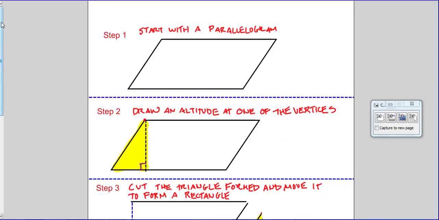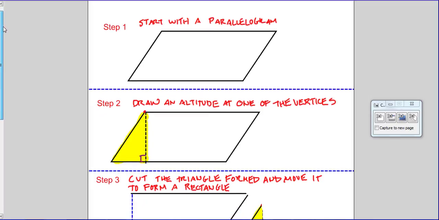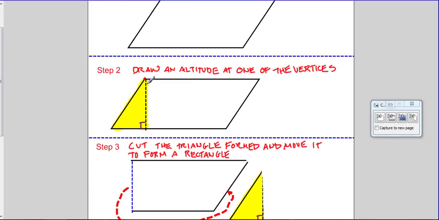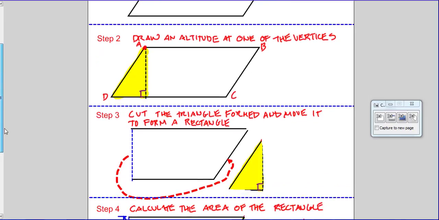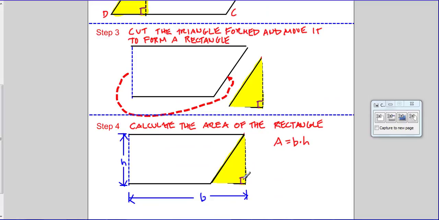So now let's derive the area of the parallelogram. I'm going to start with a parallelogram, and then draw an altitude at one of the vertices. Remember the vertices, I could call them A, B, C, D, and let's just say I draw one at vertex A. So I drop a line straight down from A to the ground here. It hits at a right angle, and I have a triangle here. Next I cut this triangle and move it to the opposite side, like so. And when I put it in place, I will get a rectangle.